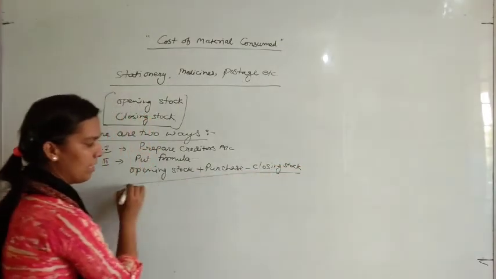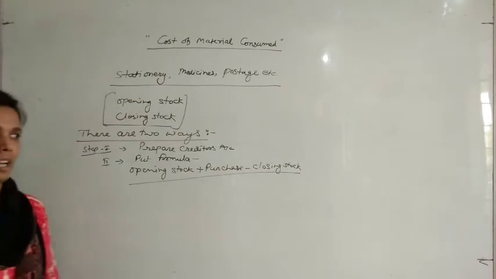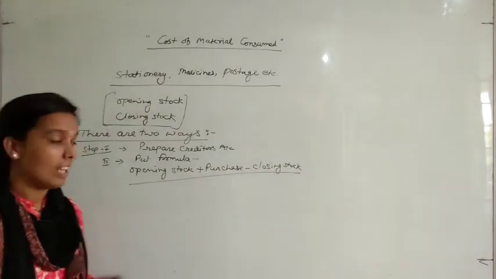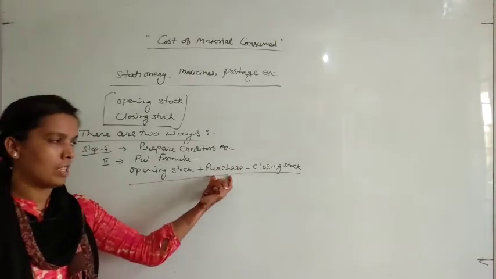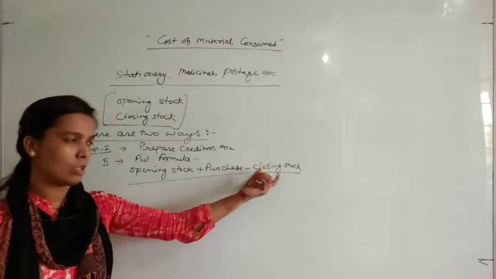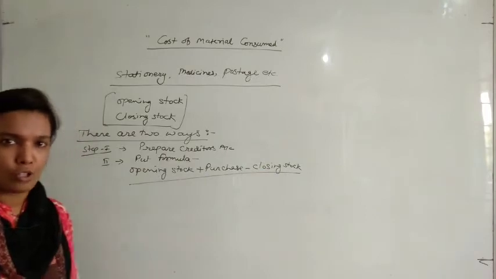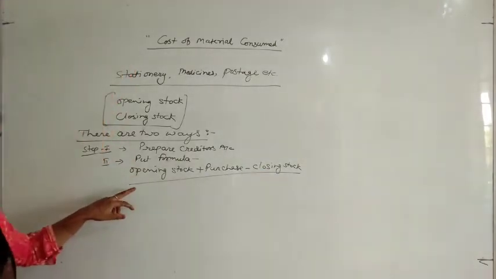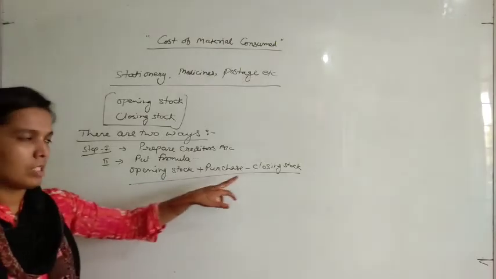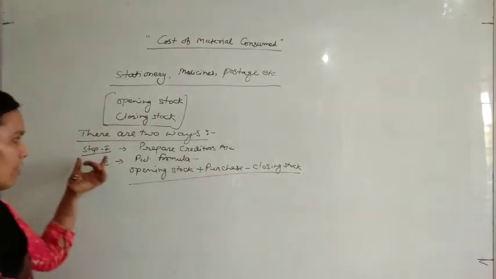If you remember, in 11th class we studied one formula that was of cost of goods sold. That formula was also the same as this formula, opening stock plus purchase plus direct expenses minus closing stock. That was the formula of cost of goods sold. So this is also the same as this formula, cost of material consumed, opening stock plus purchase minus closing stock. This is the first way.